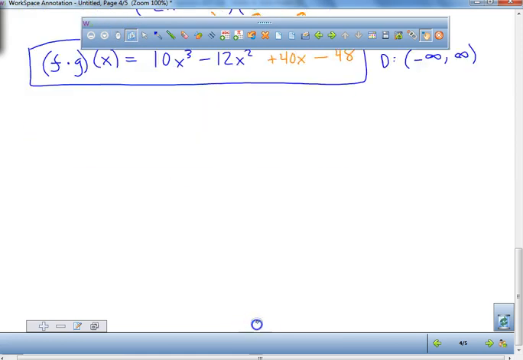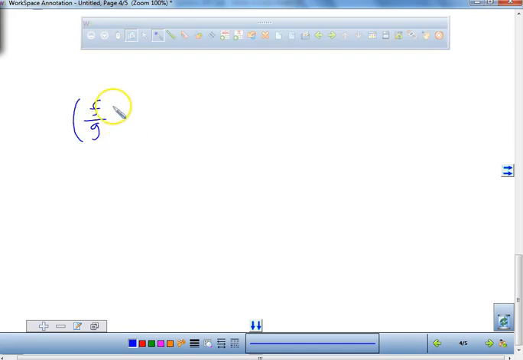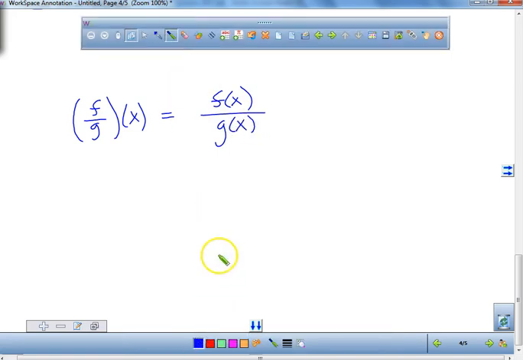All right, last but not least, we have f over g, or f divided by g of x, which means you're taking f of x and you're dividing it by g of x.